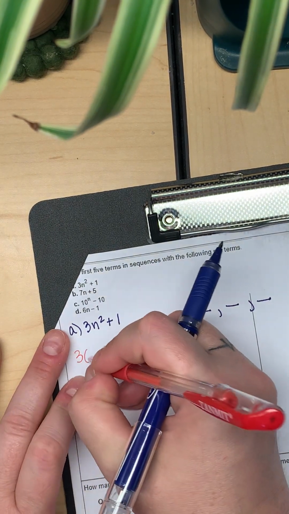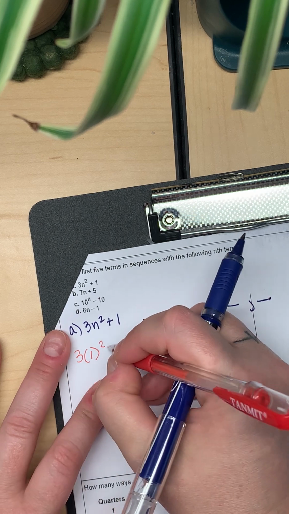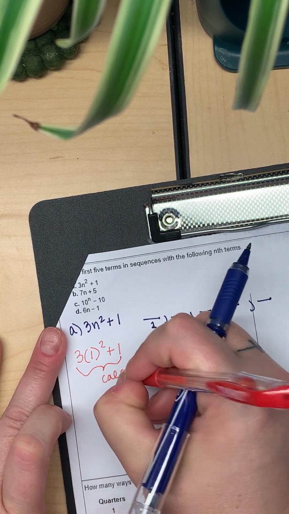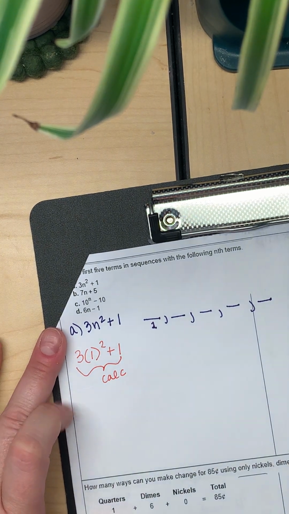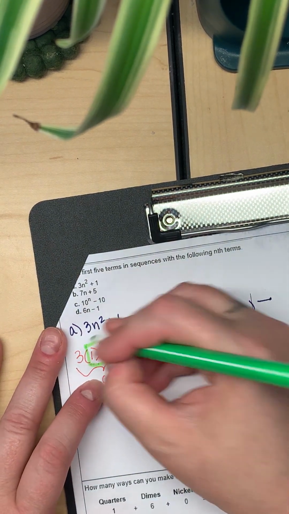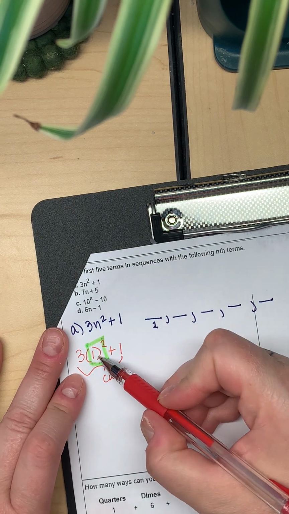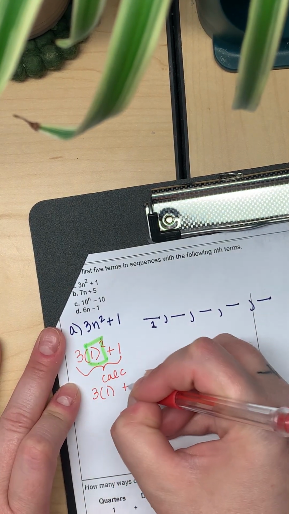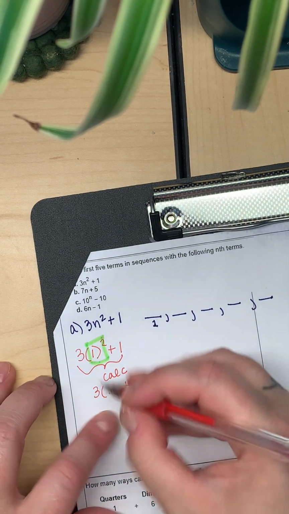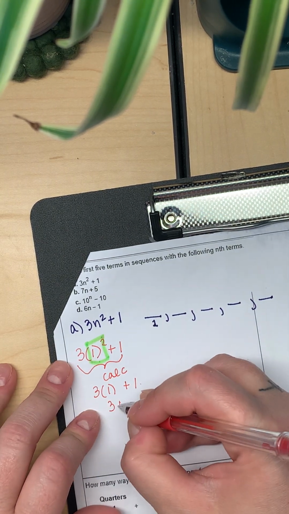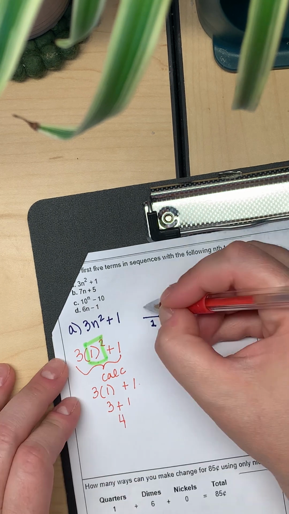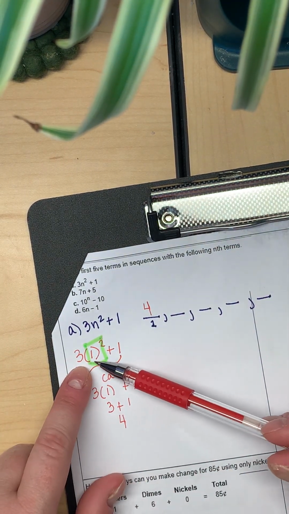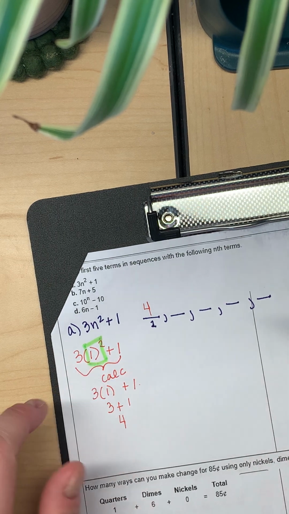To get this first number, you're going to plug in 1 into this equation. So 3 parentheses 1, close parentheses squared, plus 1. And then you're going to put that in the calculator. Or if you want to use your brain, do 1 squared first. 1 times 1 is 1. Then multiply it with the 3. 1 times 3 is 3. Then plus 1 is 4. So if you're going to do it in your head, do the exponent first, 1 squared.